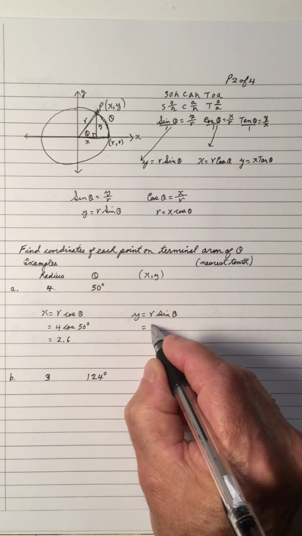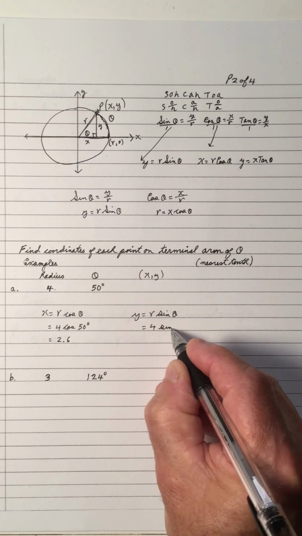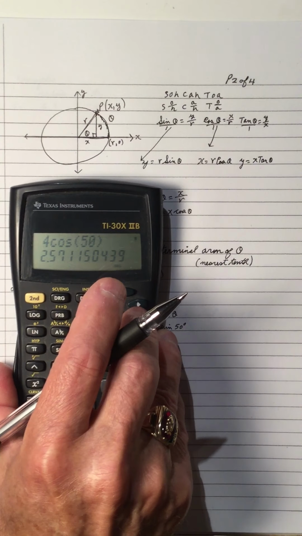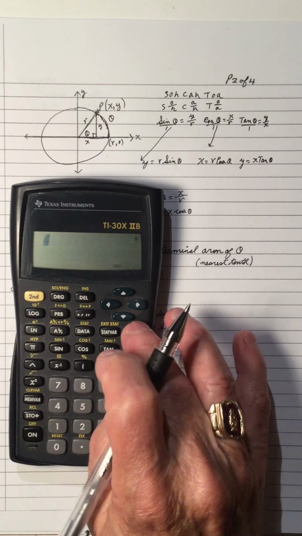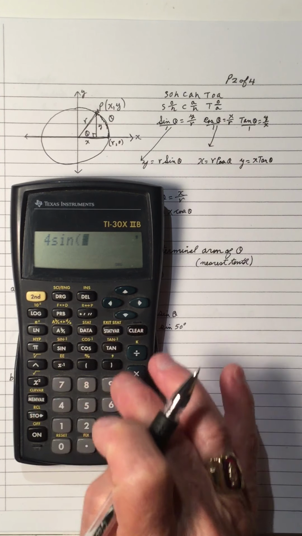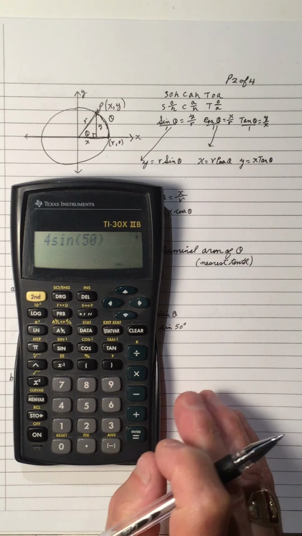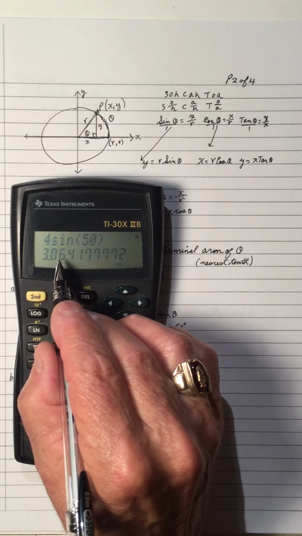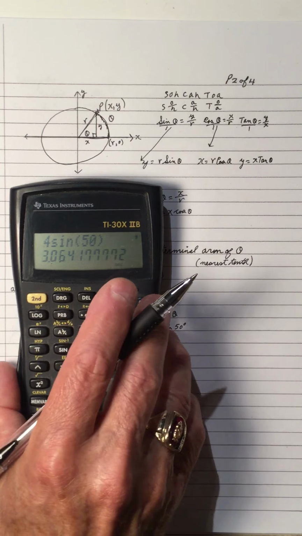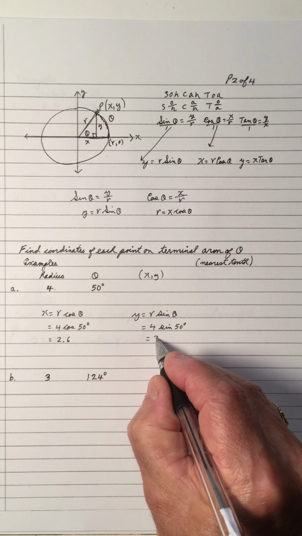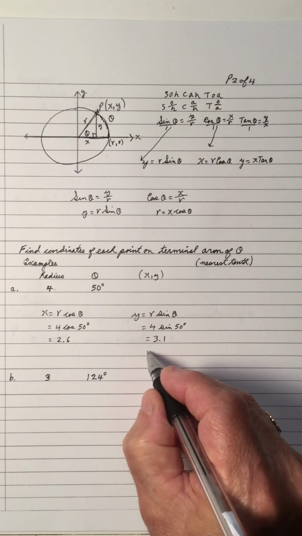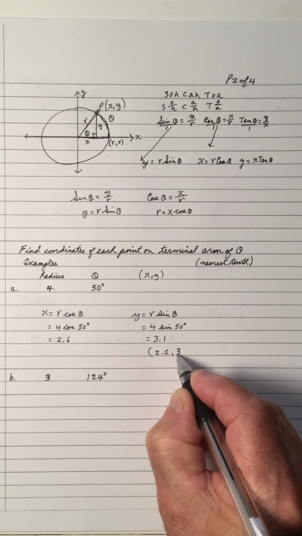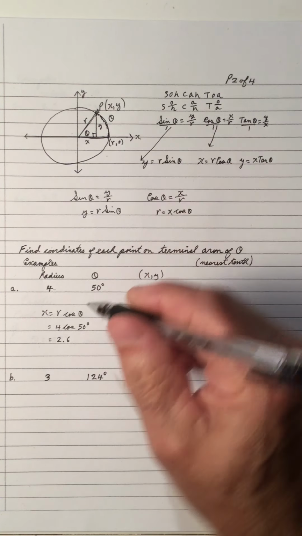And y is equal to r, which is 4 sine 50. And so 4 sine 50, we clear that. So 4, the sine of 50 degrees is 3.1 to the nearest tenth. So that's 5 or higher, so we add 1 onto the 0, so 3.1. So that means the point is x is 2.6 and y is 3.1 if you rotate on the circle.